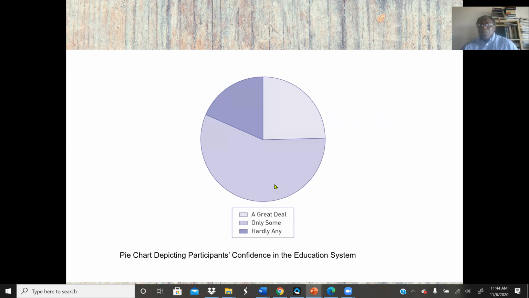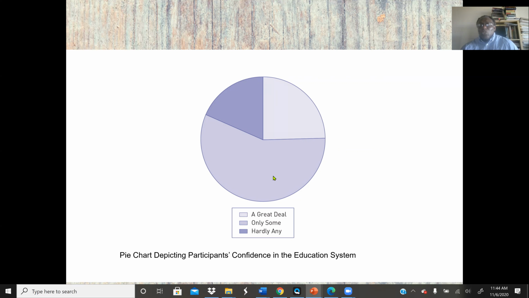So this is an example. Here we have 3 different sections. The first, we have a great deal, only some, hardly any. So hardly any is the dark color.